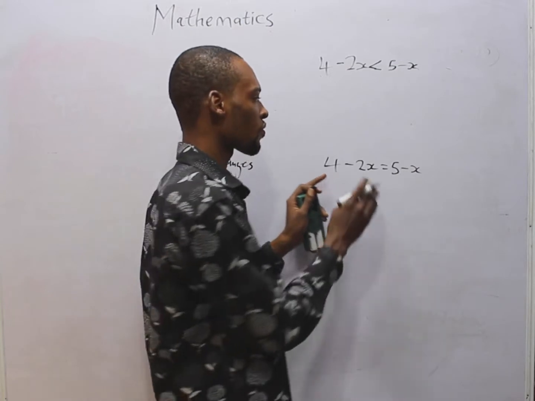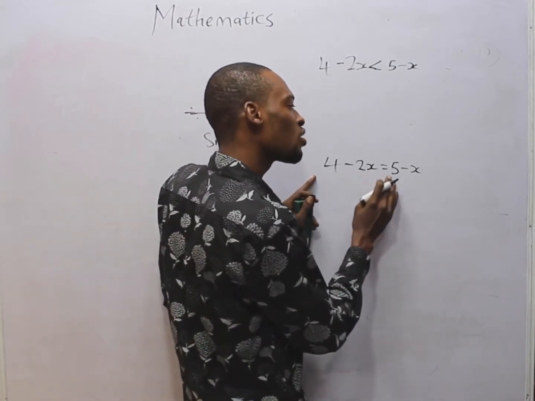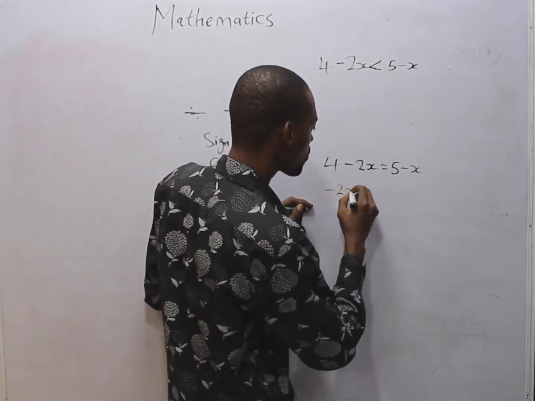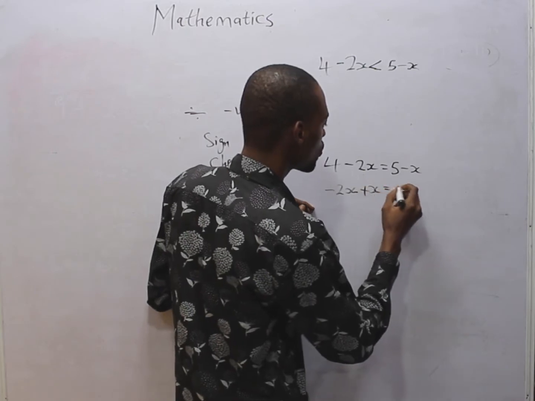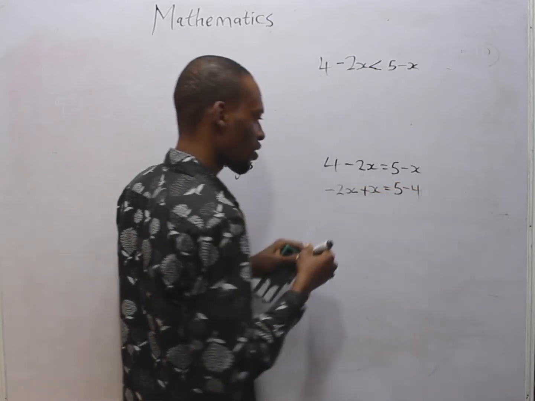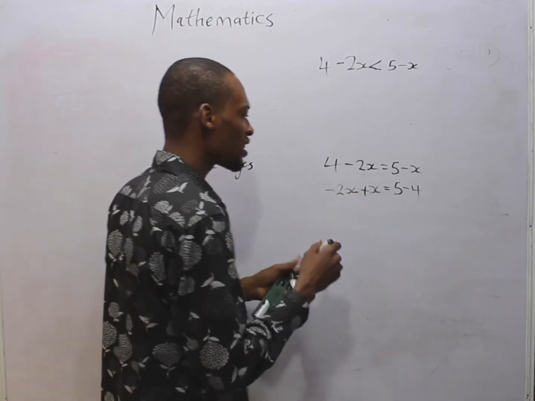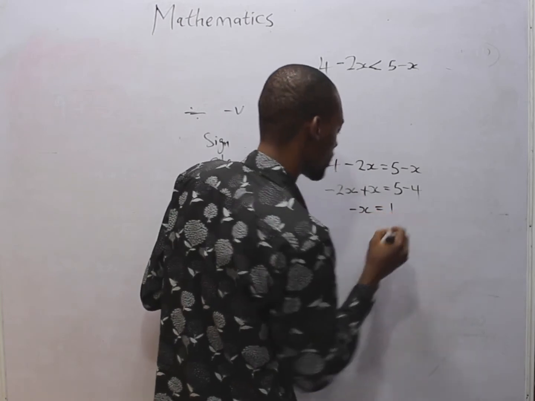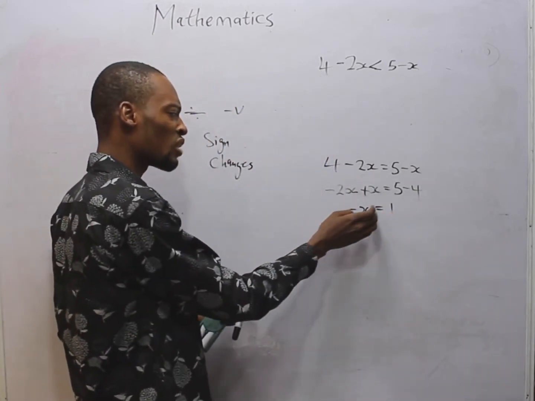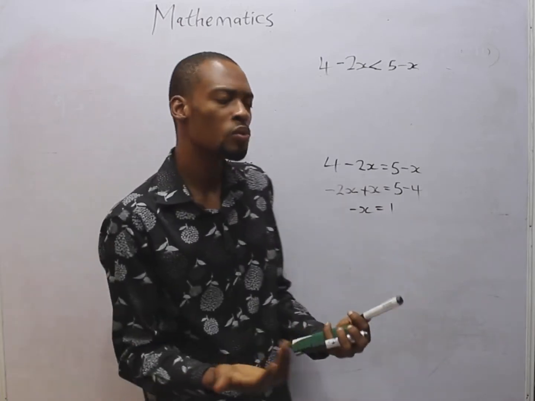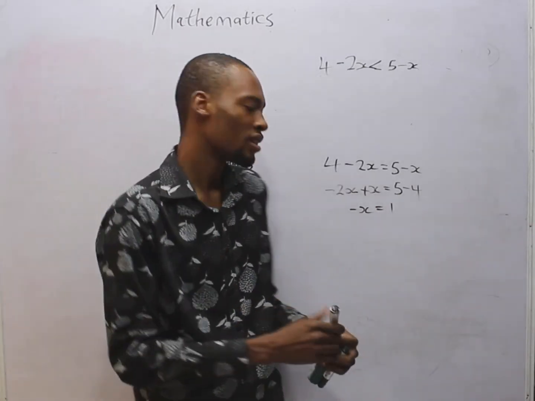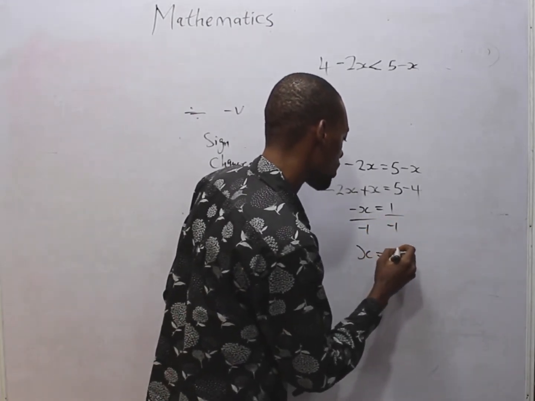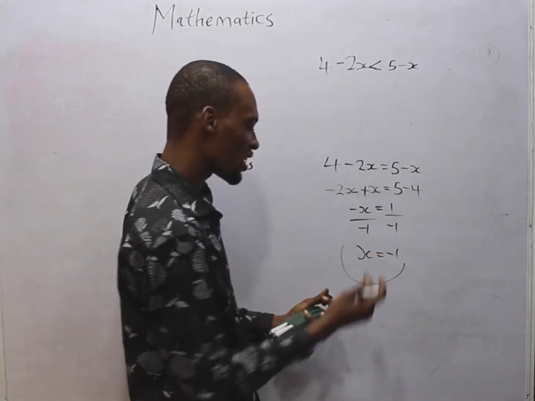Look at this equation. If I say 4 minus 2s is equal to 5 minus s, collecting like terms, we simply have minus 2s plus s is equal to 5 minus 4. Right? Minus 2s plus s is minus s. So minus s is equal to 1. We are not looking for minus s, we are looking for s. To get s, what do we do? We divide both sides by minus 1. So s is equal to minus 1, and minus 1 is equal to s.